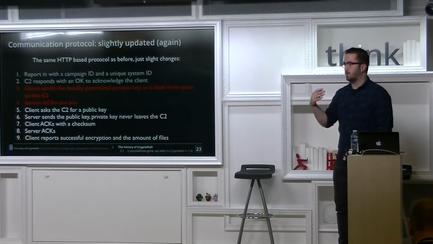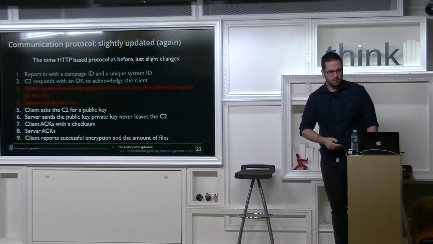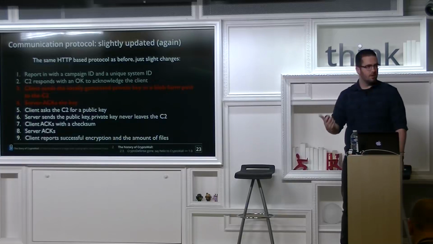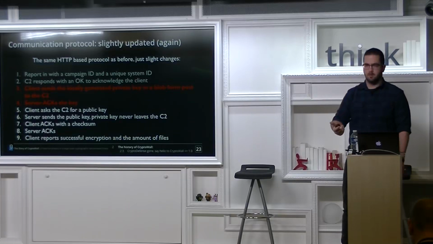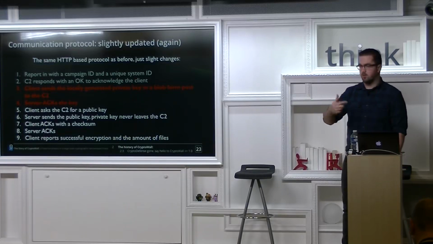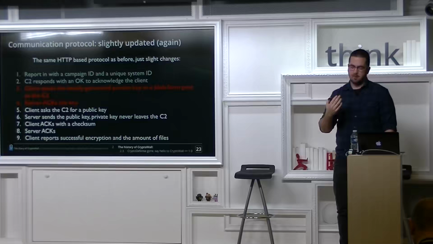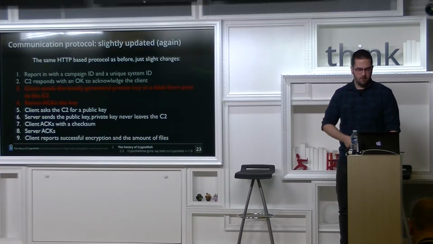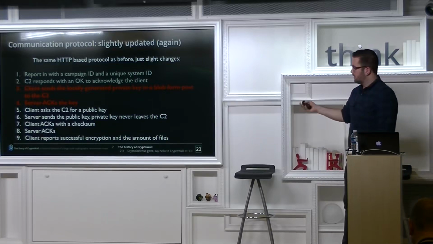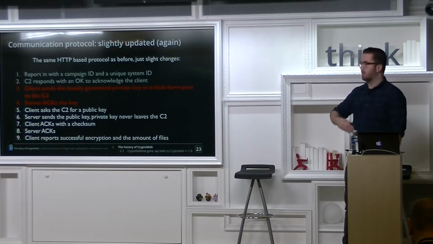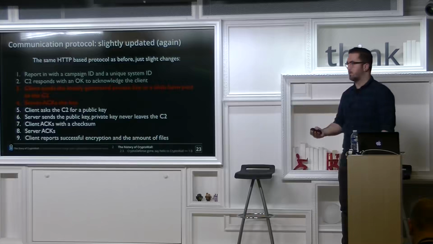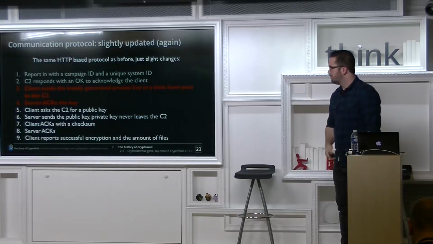So again, small change in their protocol. First thing, still the same. It has to check in. The server has to acknowledge the client existed. Instead of sending back the private key, it would actually retrieve a public key from the backend server. And the server would reply with an MD5 checksum of this public key, so the server would know it had the correct one, basically. So the server says, okay, you got the right key. The client comes back later to report in how many files it had, and that was it.